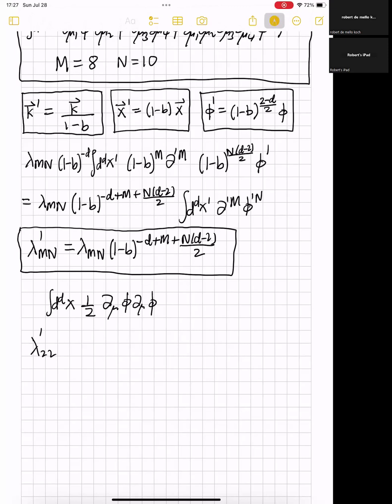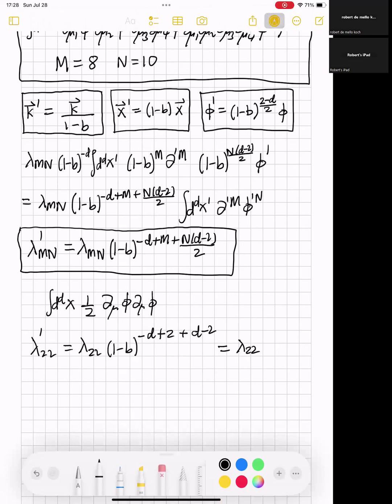So let's work out what lambda_2 prime is equal to. Well, it would be lambda_2 times (1 minus b), then we've got minus d, we've got plus m, m is 2, and then plus n is also 2. So we'll have plus d minus 2. And the minus d plus d cancels, the 2 minus 2 cancels. So lambda_2 prime is equal to lambda_2. Great. This was just to check that what we did was correct, because we said that the free action is a fixed point of the RG flow. So now we can have a little bit of confidence that the transformation law that we derived is correct.